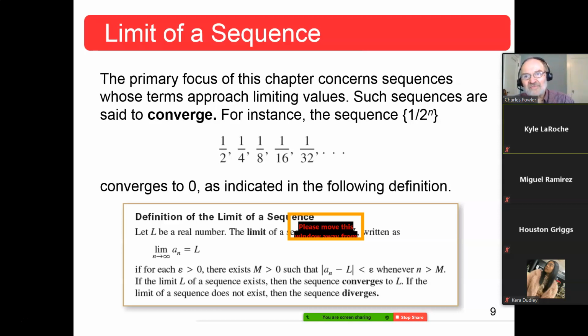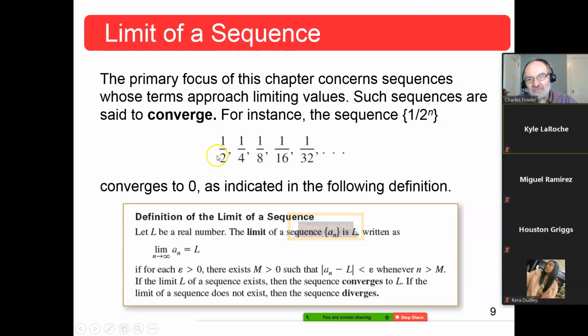So what is the limit of a sequence? The primary focus in this chapter, though we're only going to do 2 sections of it, concerns sequences whose terms approach limiting values. Such sequences are said to converge. The sequence is said to converge. So here is an example. Here's the sequence 1 over 2n, not 1 over 2 to the nth. Okay. Now, if you remember, we can refer to a sequence in several ways. One way is to put the nth term in braces, and that's what they've done here.